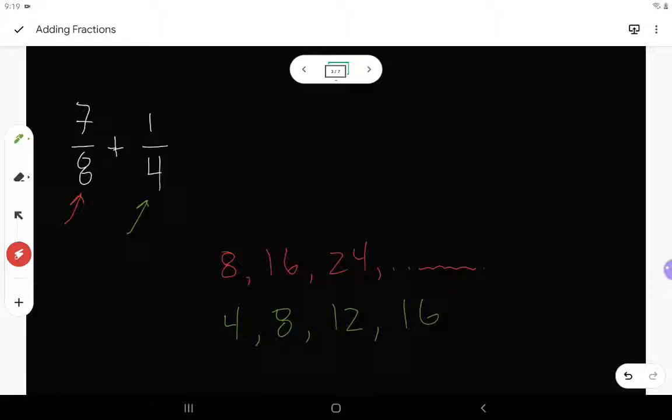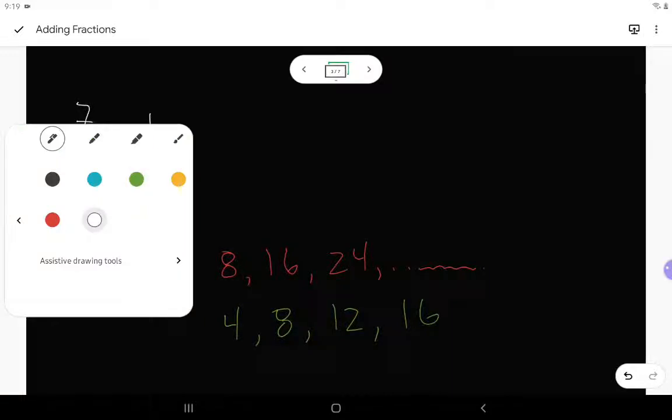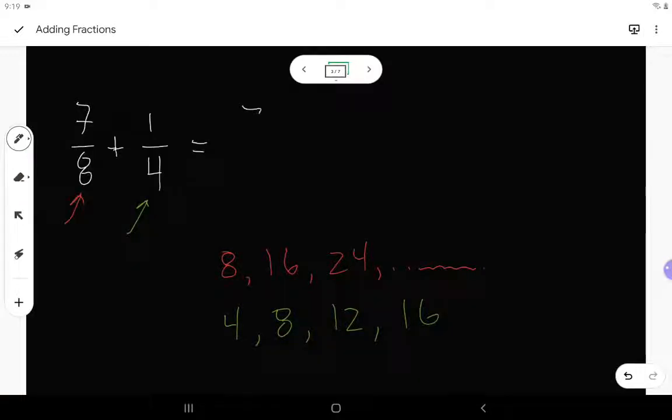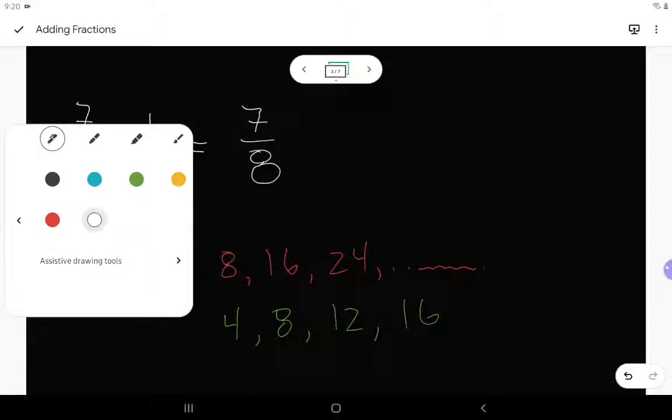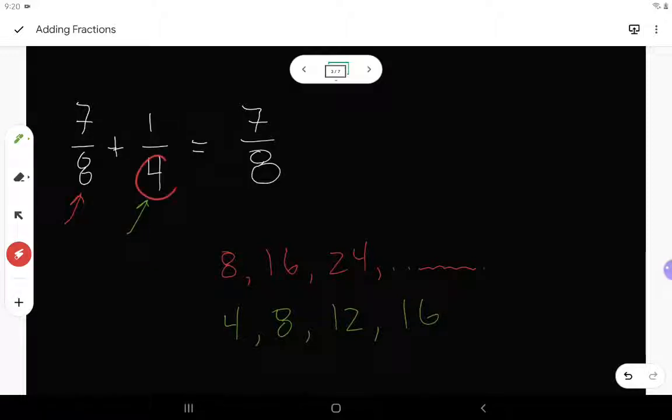Okay, so I need to turn 8 into an 8. Well, it already is an 8. So if you already have the denominator you want, just leave it. No need to change it. 8 looks great. But I need to change this 4 into an 8. How do I do that? Well, 8 is the second number, and that means 4 times 2 is going to give me 8. So I'm going to multiply numerator and denominator by 2, and so now I have 2 over 8.